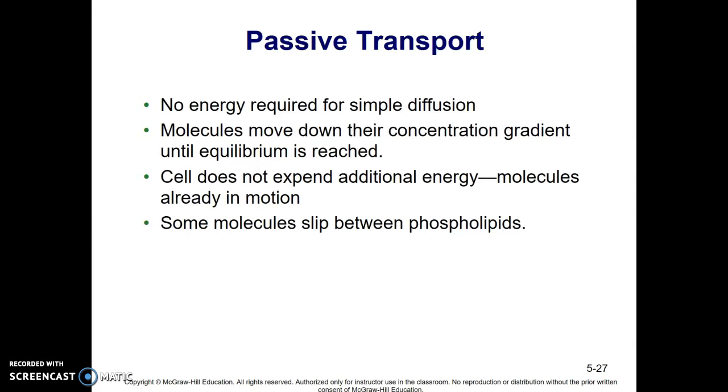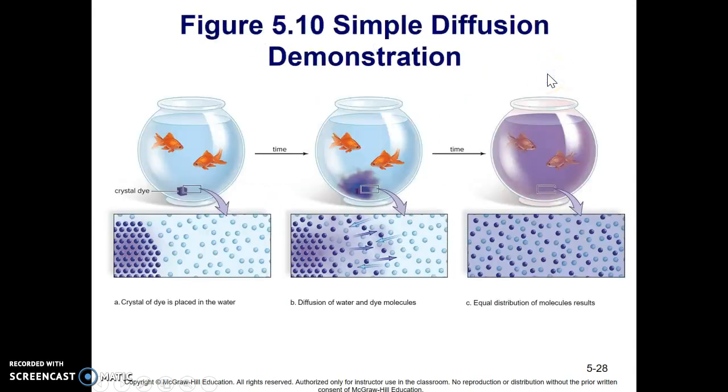The molecules are already moving around, so it uses that natural motion of molecules. Molecules are just going to do this no matter what. Even if there's not a cell membrane around, molecules are going to spread out naturally. And therefore, some of the molecules will just slip between the phospholipid molecules. We said in that fluid mosaic model that they're not all bonded together, that those little phospholipids can kind of move around and are fluid.